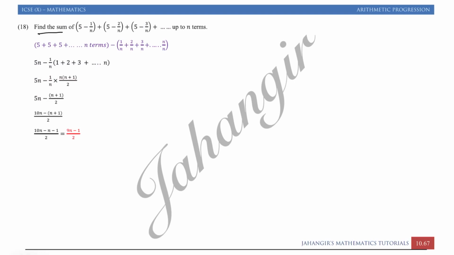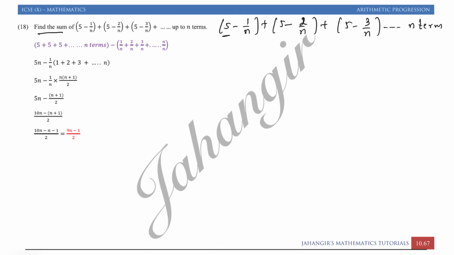Question number 18. Find the sum of 5 minus 1 by n, plus 5 minus 2 by n, plus 5 minus 3 by n, up to n terms. So let us write 5 minus 1 by n plus 5 minus 2 by n plus 5 minus 3 by n up to n terms.